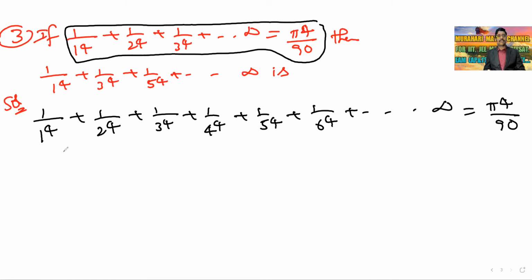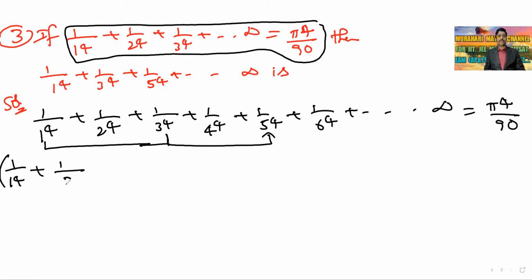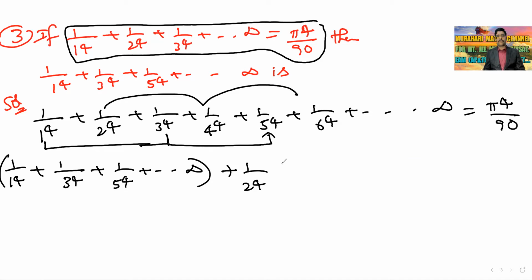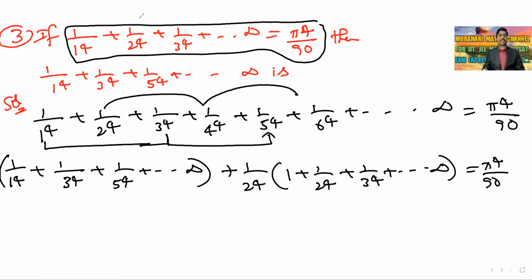Given. Okay. So let us take this: 1 by 1 to the power 4 plus 1 by 3 to the power 4 plus 1 by 5 to the power 4 and so on to infinity, that is required. In the remaining terms, take 1 by 2 to the power 4 common. It will be 1 plus 1 by 2 to the power 4 plus 1 by 3 to the power 4 and so on to infinity equal to pi to the power 4 by 90. Okay. So this is required.